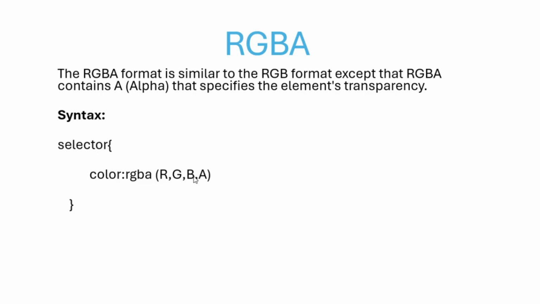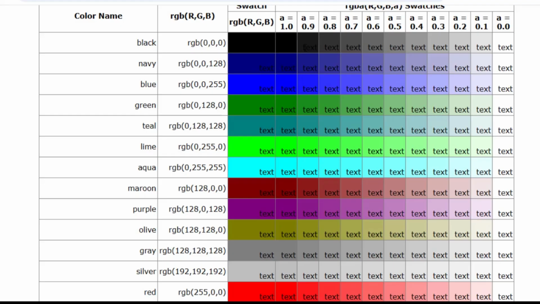The next color value is RGBA. The RGBA is similar to RGB, but it includes an additional value called alpha, which is used to control the transparency of the color. The alpha value is written after the RGB values in the syntax. If you look at the RGBA color chart, it shows the color names vertically on the left side and the alpha transparency levels horizontally. The alpha values range from 1.0, fully opaque, to 0.0, fully transparent. For colors like black, navy blue, and gray, you can see how the transparency changes as the alpha value decreases.